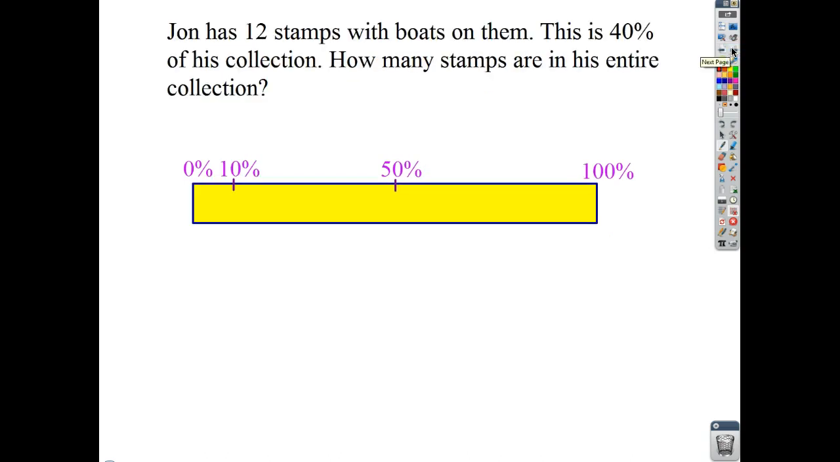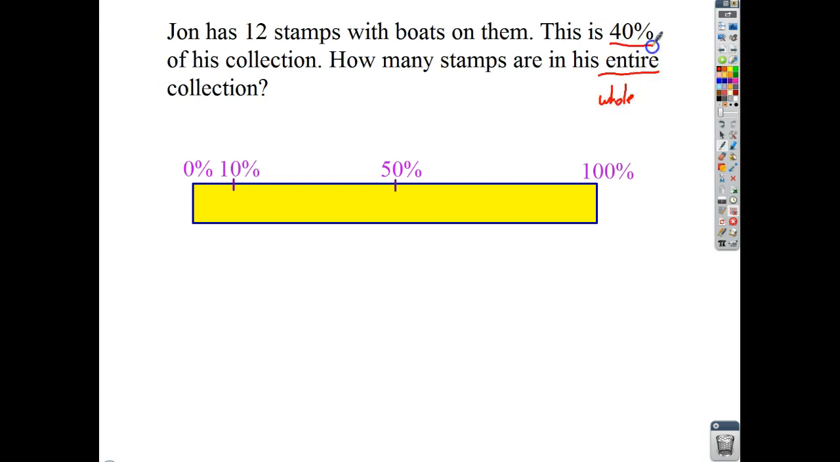John has 12 stamps with boats on them. This is 40% of his collection. How many stamps are in his entire collection? Okay, so again, we need to understand what are we looking for here. There's a percent, we're going to do a part, and we have a whole. We're looking for how many stamps are in his entire collection, right? So this will be the whole.